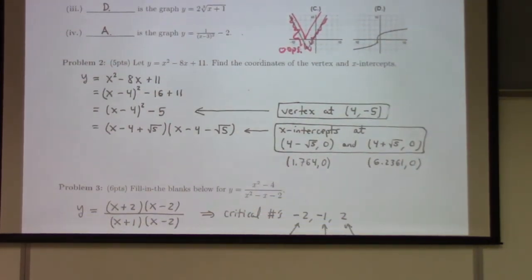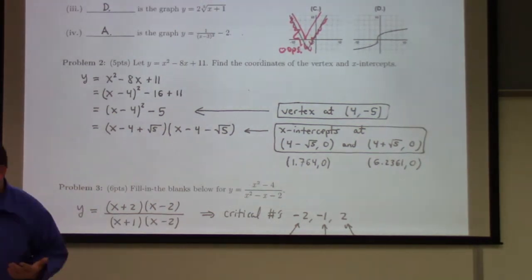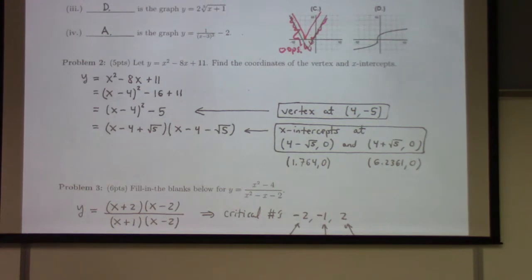Problem 2. So this is something we can all get. If I put this question on the test, everybody should be able to get this, all right? A lot of you haven't yet, right? So you got work to do.